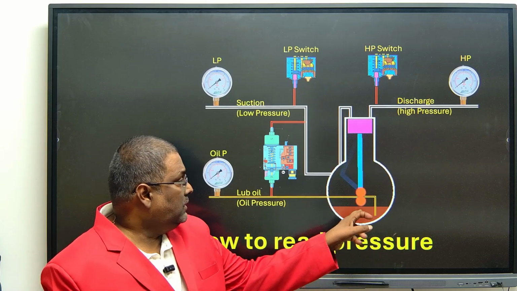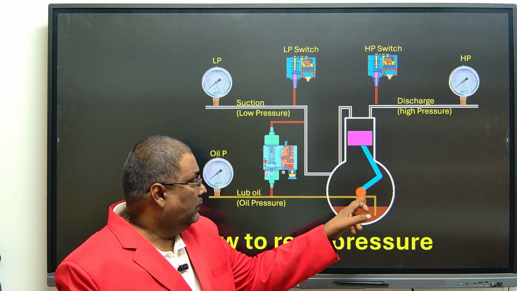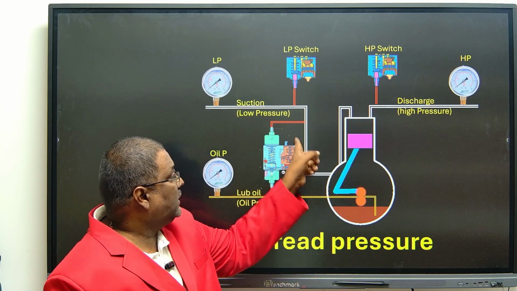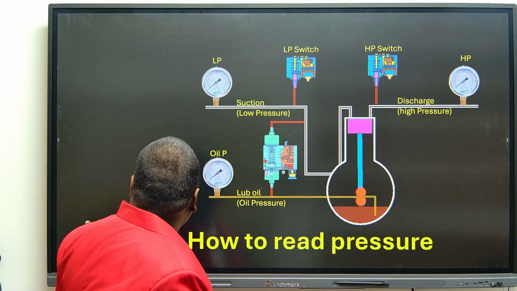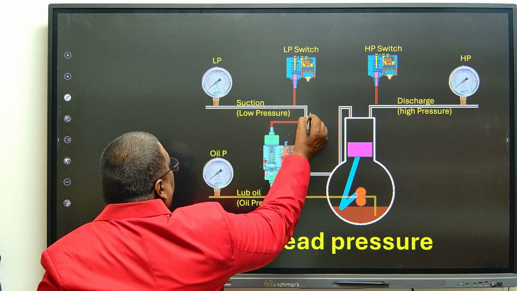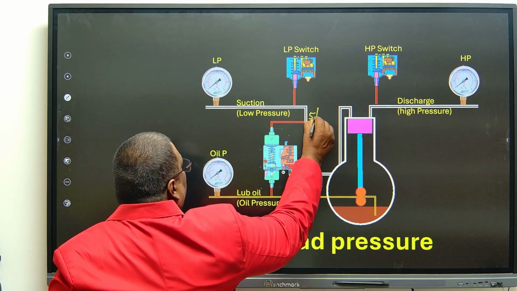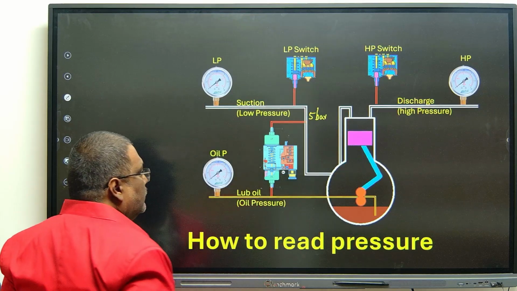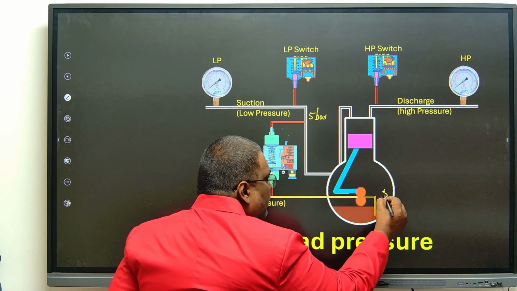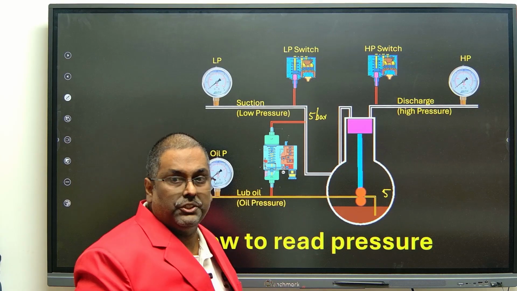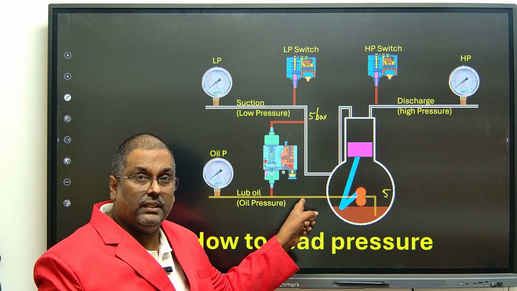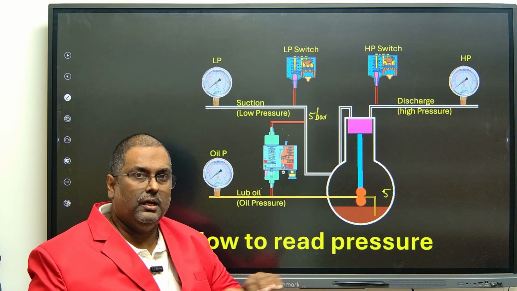Okay. So this oil is taken from the crankcase, but the crankcase is connected to the suction pressure. Suppose the suction pressure is 5 bar. Then how much is the crankcase pressure? The crankcase pressure is also 5 bar. Correct. Then the pump is taking oil at 5 bar pressure. It is not taking oil from atmospheric pressure.